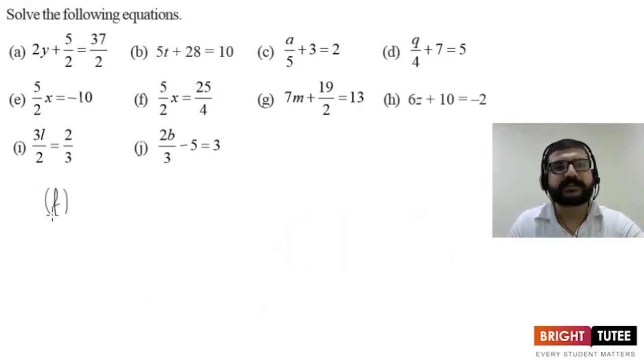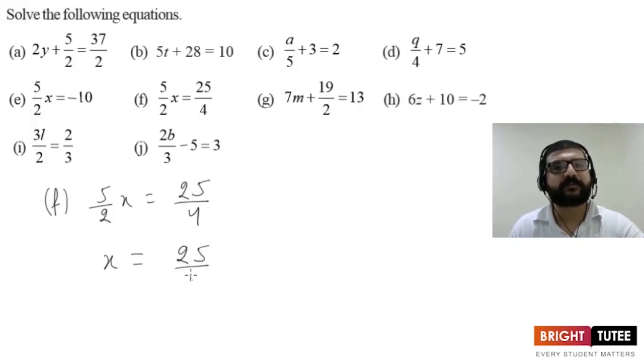Now the next question is 5/2 x is equal to 25/4. Now as we have seen in the previous question also, first we transposed 2 and then we have transposed 5. Can we do it together? Yes, we can do that also. So let's transpose this 5/2 together there. So we will get x is equal to 25/4 multiplied with 2/5.